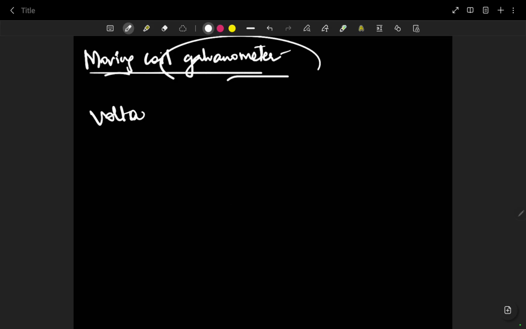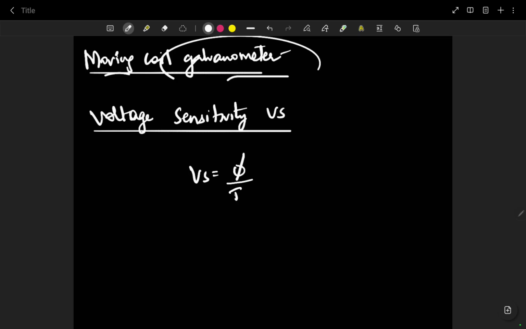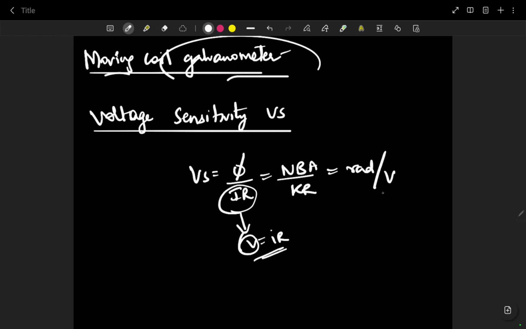Then after current sensitivity, the next is voltage sensitivity, which is Vs. So Vs is again, as you would have guessed, phi by IR. That means the deflection produced in the galvanometer when a unit voltage is applied across the two terminals of the galvanometer. In your book you will also see NBA by KR for this, and the SI unit will be radian per volt, right? Because you know IR, according to Ohm's law, is V itself. So they're using V over here. Sometimes in different textbooks you will also see division per volt, but you can use this. That should be fine.